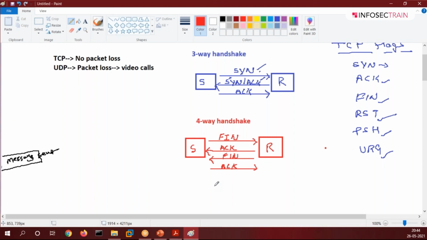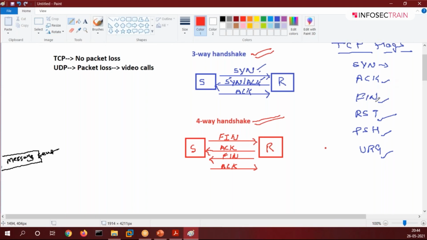So if we want to start a TCP communication, we will start it with the three-way handshake. And if we want to start a communication without TCP, it will be started without any three-way handshake. And if we want to close the communication, then the communication will be closed with your four-way handshake. So that's how your things work, right?